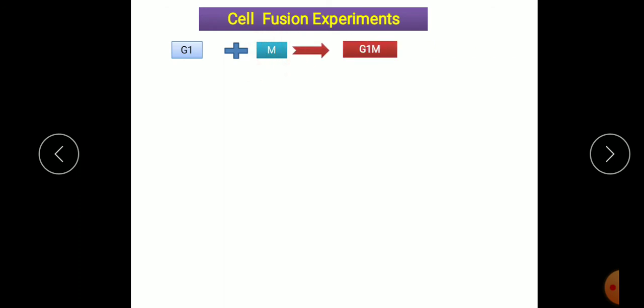First, they fused one cell in G1 phase with another cell in M phase. When a G1 phase cell is fused with a cell in M phase, the syncytium formed is G1M. This G1M syncytium goes into the M phase only. So they concluded that when any cell is fused with an M phase cell, both cells go into M phase.